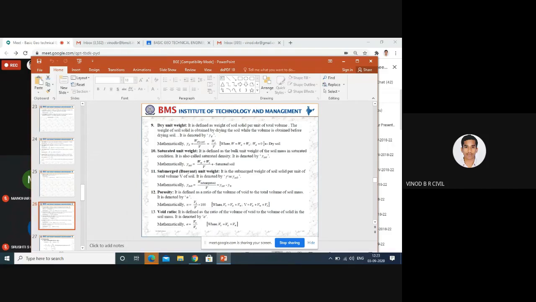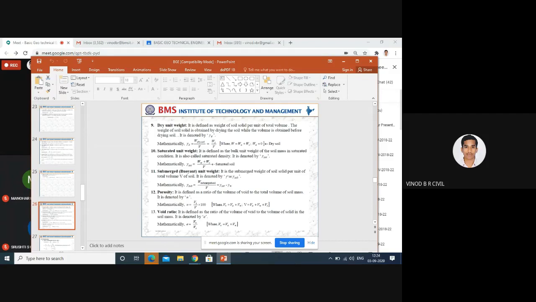The mathematical expression: porosity is denoted by n, the small n. Small n equals volume of voids, that is VV. Volume of voids equals volume of air plus volume of water, divided by total volume. Total volume means volume of air, water and soil, the three-phase diagram. Volume of voids divided by total volume into 100, we can find out the porosity of the soil.